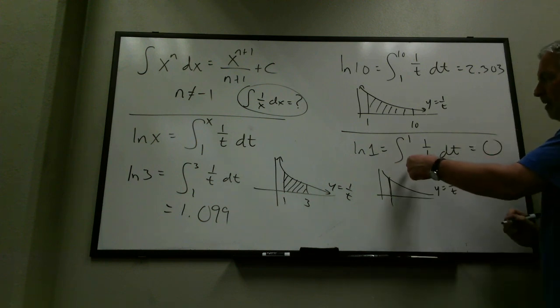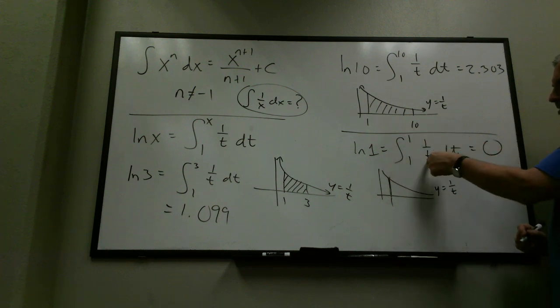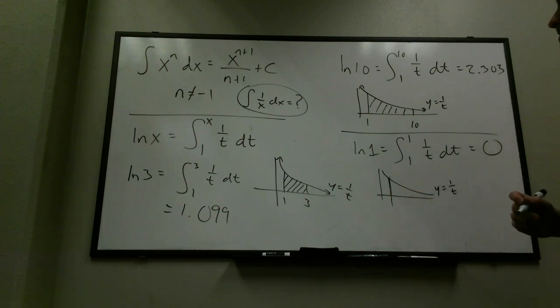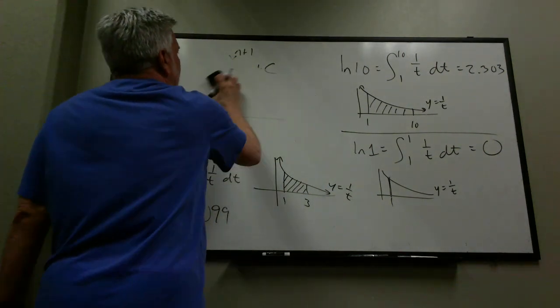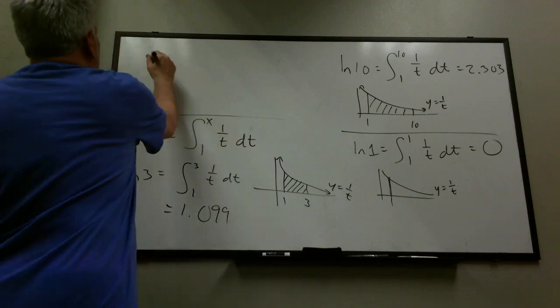Or use the property we learned: the integral from a to a of a function is 0 as long as the function's defined at a, which it is. So we knew this was going to be 0 even before we looked at the picture. Okay, and then lastly, part D says do natural log of 0.5.